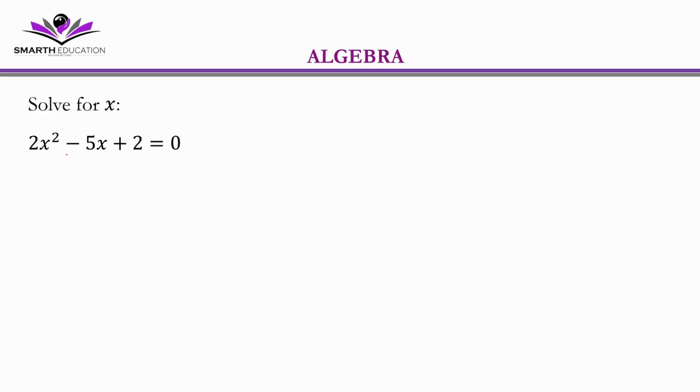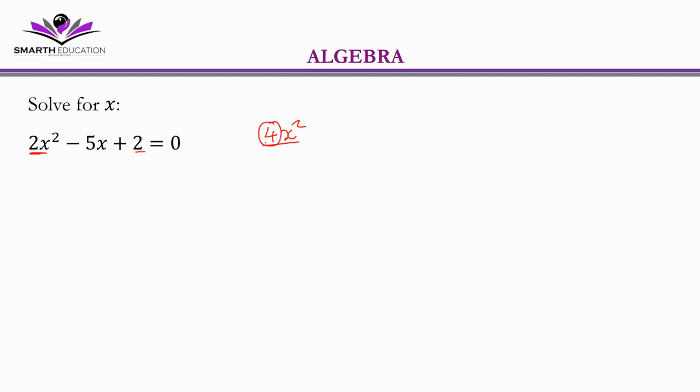Right, we have to solve this quadratic equation. So what we do, we multiply 2x squared and 2, we get 4x squared. This is already in standard form, so we can just start factorizing it. So we look for the factors of positive 4x squared that will give us negative 5x.